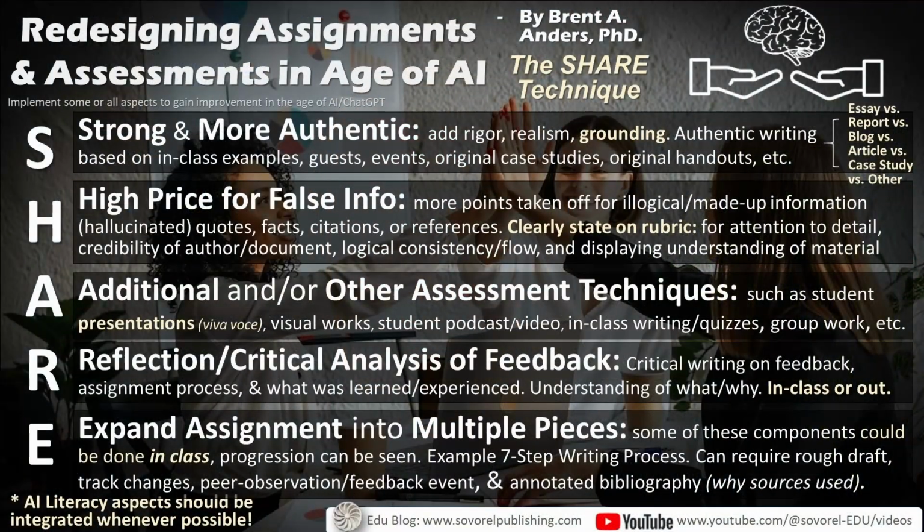So in order to do that, you would need to make sure that you go over your assignments, thinking about them. I would suggest that you use the SHARE technique that I've developed. I've made a video about that before. There's an infographic dealing with it. So definitely use that as a resource to redesign assignments and assessments in the age of AI.